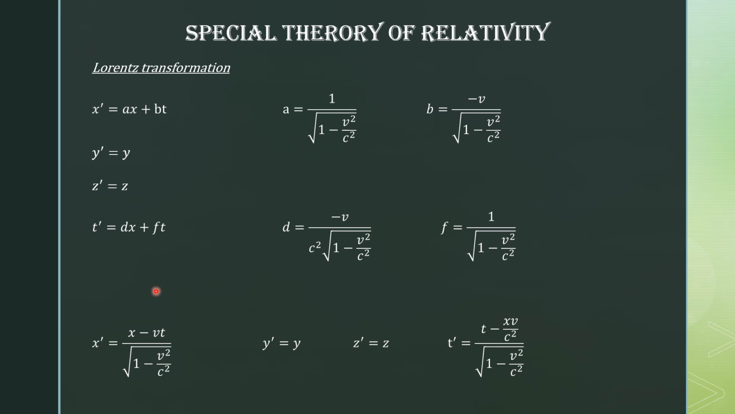Then we can write x' is equal to x minus vt by root over of 1 minus v square by c square, y' = y, z' = z, and t' = t minus xv by c square, whole divided by root over of 1 minus v square by c square.